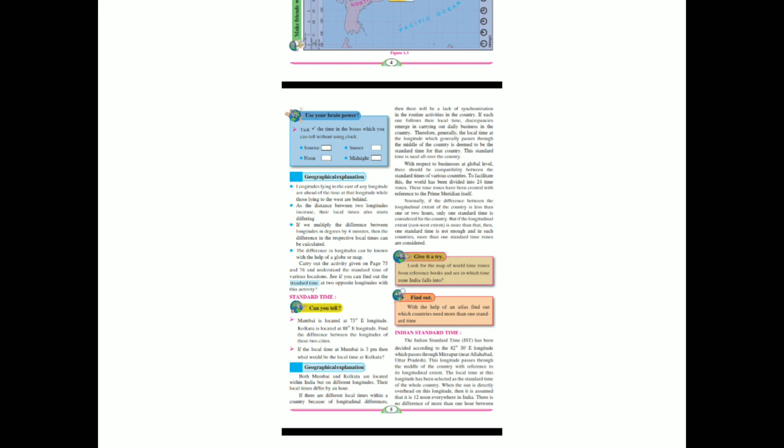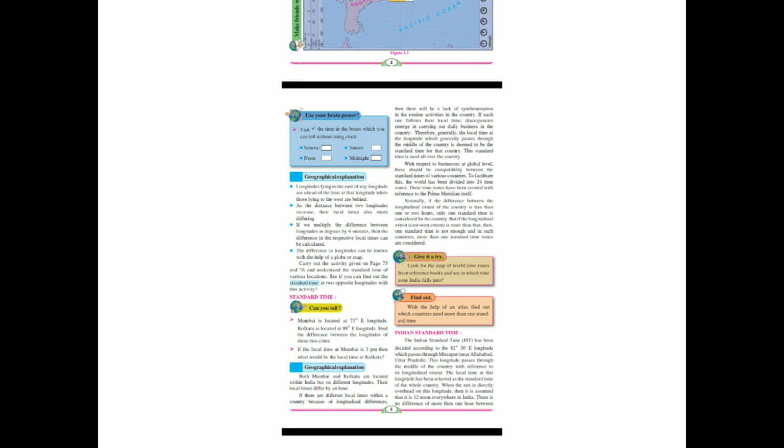Now we are going to see the standard time. Mumbai is located at 73 degrees east longitude and Kolkata is located at 88 degrees east longitude. Find the difference between the longitudes of the two cities. You should calculate it and tell us. If the local time at Mumbai is 3 p.m., then what would be the local time at Kolkata?